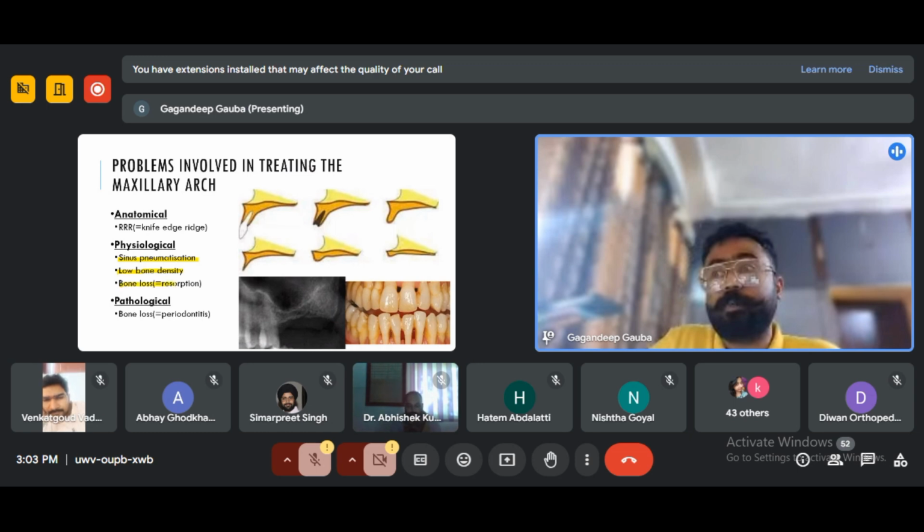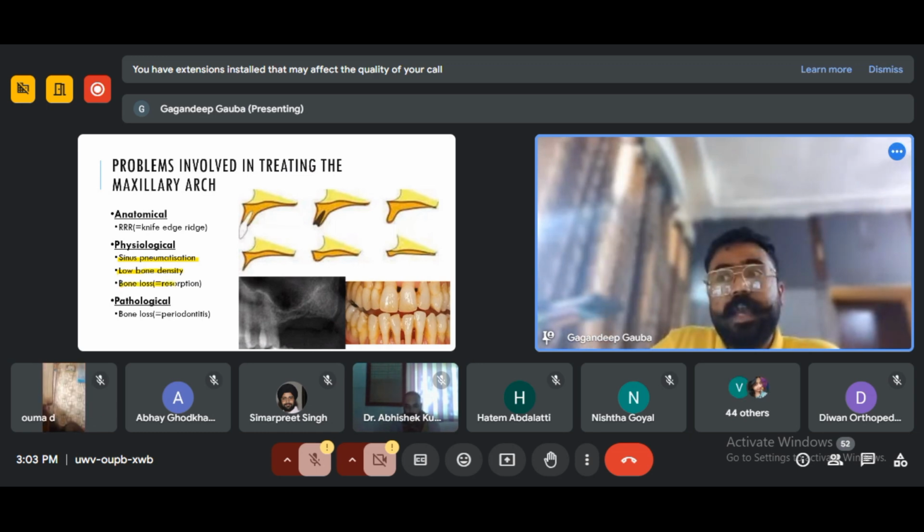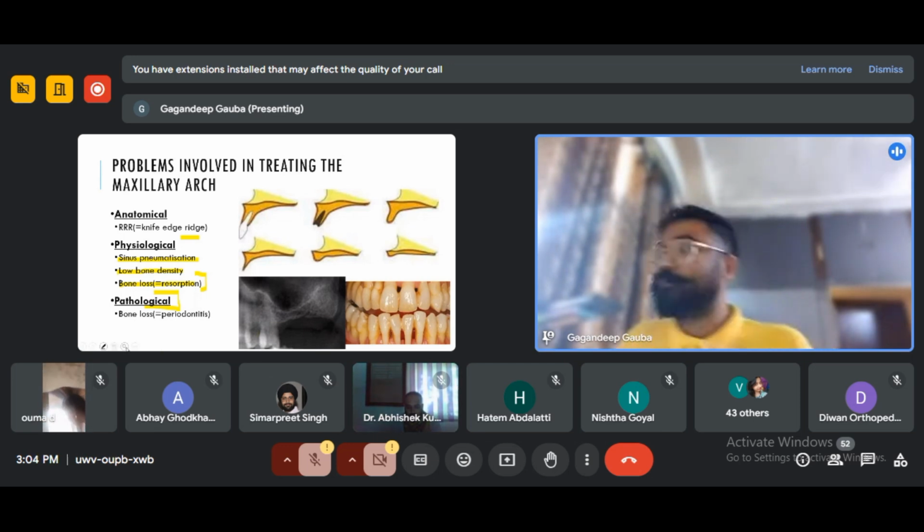And other problems are vertical bone resorption, and this might be because of physiological resorption and also due to pathological reasons, like severe periodontitis. When a patient comes to us in this condition, the vertical bone is largely lost and we are left with very little bone.